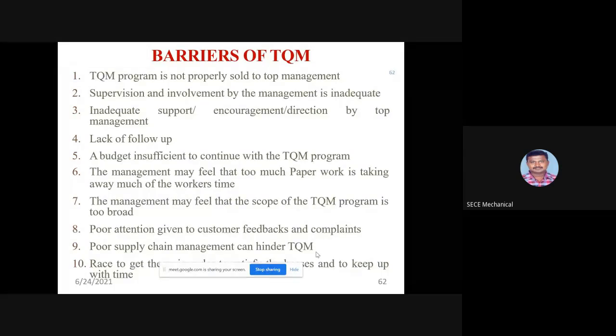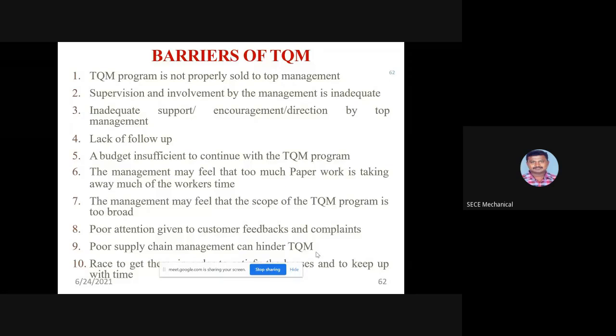Okay. So the first thing is the TQM program is not properly sold to top management. The TQM program needs to be explained briefly and in a detailed manner: what is meant by TQM and what we are able to do with TQM. We need to tell everything in detail to the top level management, and discuss everything properly about total quality management: when we are going to implement it, what we can do and what we can't do, and what we will achieve.